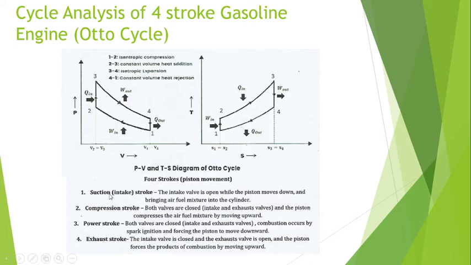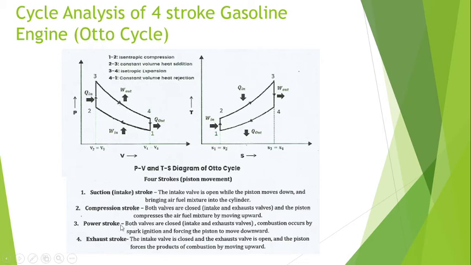So first, the suction or intake stroke. The intake valve is open while the piston moves down and brings the air-fuel mixture into the cylinder. Next is the compression stroke. Both the intake and exhaust valves are closed, and the piston compresses the air-fuel mixture by moving upward.